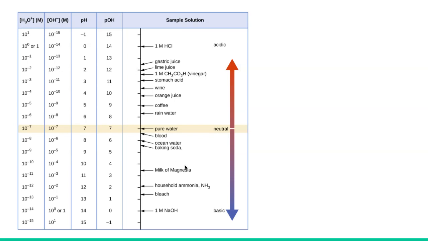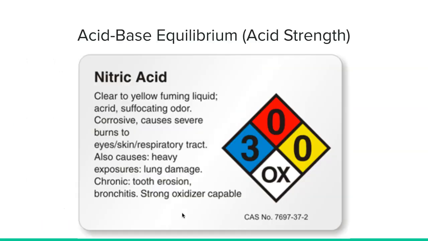Ocean water, baking soda, milk of magnesia, and now we're starting to get into very basic compounds. Household ammonia, a lot of your cleaners, bleach, and then finally we get to some chemical grade 1 molar sodium hydroxide. Right, you could put some other things in here, such as Drano, which uses some level of sodium hydroxide to clear your drains out. So that's a general overview of the scale here that we would look at.